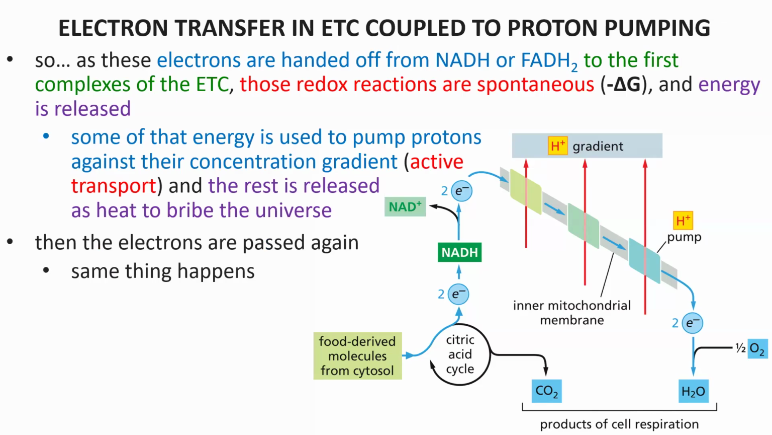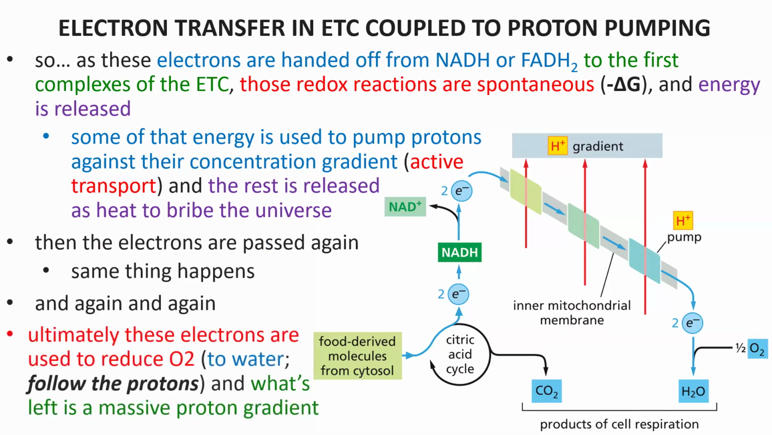We have a negative delta G. We've released energy. We're going to use some of that energy to pump protons, and we're going to release the rest of it as heat. And then we're going to pass those electrons to the next member of the ETC. We're going to have a high negative delta G. We're going to use some of that energy that was just released to pump protons, active transport, and the rest to bribe the universe. We're going to do that again and again and again until, again, we will have milked and released every last bit of energy out of those electrons that we can.